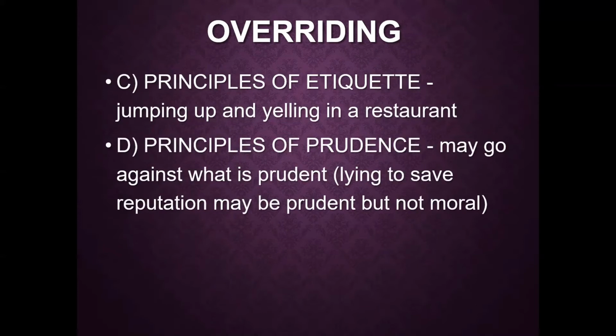There are also principles of prudence. These are guidelines on how we should live our life in practical ways that would be to our advantage. These might be things like you should study before taking an exam. It would be to your advantage to do that. And moral principles could go against what is prudent. So, for example, if you lied to save your reputation, that may be prudent. If a political candidate did this, it may be prudent for them in order to get elected. But that does not mean it is moral. The moral principle of not lying for your own personal advantage overrides that principle of prudence.